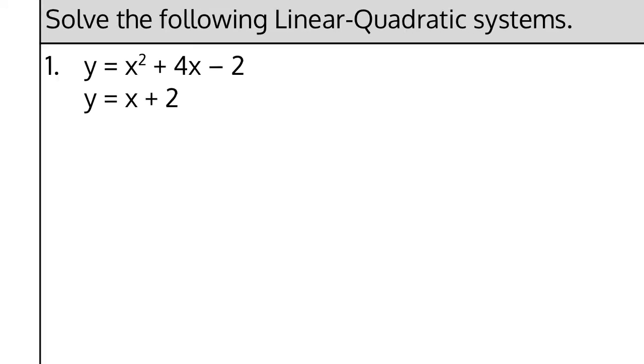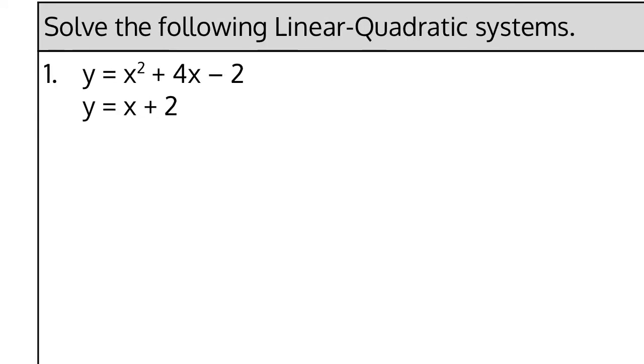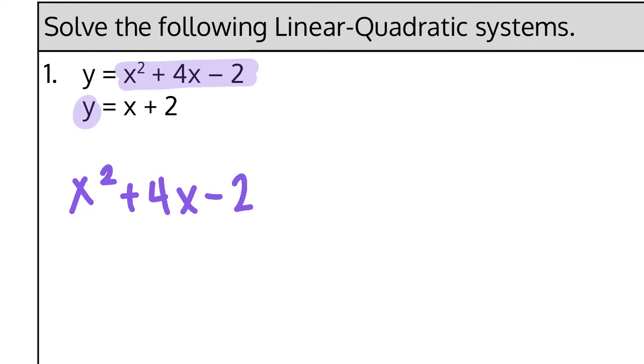So let's take a look at what we have. Since both of them are set up as y equals, it makes it pretty easy to replace one of these y's with an entire expression. So that's what I'm going to do. Replace this y with this entire expression. So this will turn into x squared plus 4x minus 2 is equal to x plus 2.